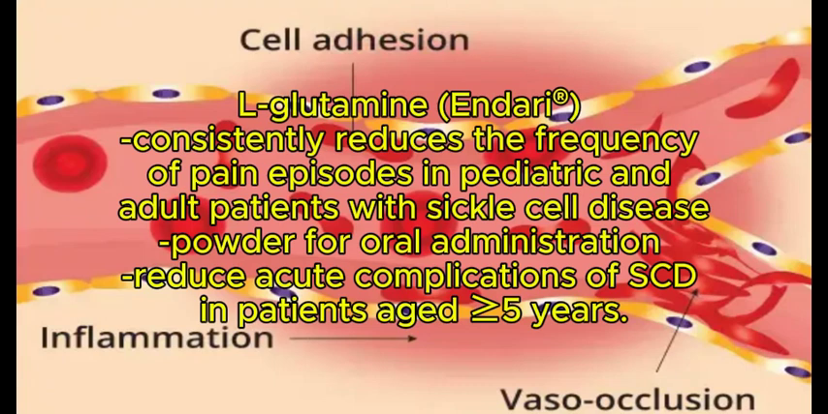In 2017, the Food and Drug Administration approved L-glutamine powder for oral administration to reduce acute complications of sickle cell disease in patients of 5 years or older. The approval was based on the result of a randomized, double-blind, placebo-controlled study of L-glutamine in 230 patients between 5 and 58 years old over 48 weeks.